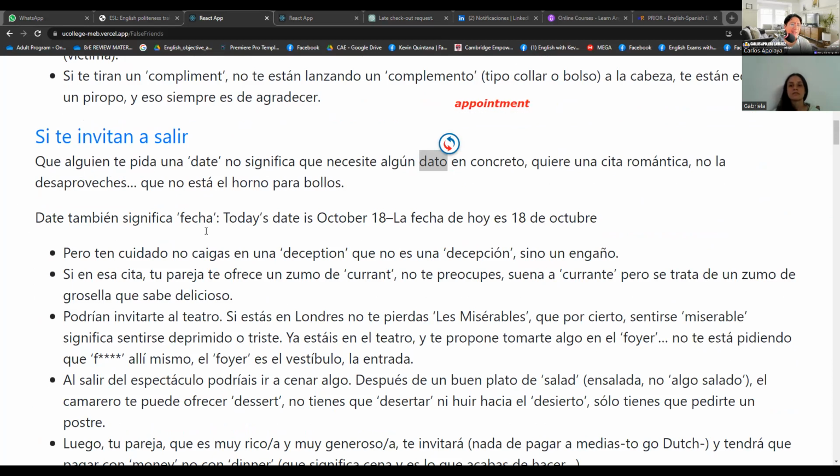Date también significa fecha. For example, today's date is October 18th. La fecha de hoy es 18 de octubre. Pero ten cuidado, no caigas en una deception. Una deception no es decepción, sino es un engaño. Mira, deception. Si en esa cita tu pareja te ofrece zumo de currant, no te preocupes, suena currante, pero se trata de un zumo de grosela.